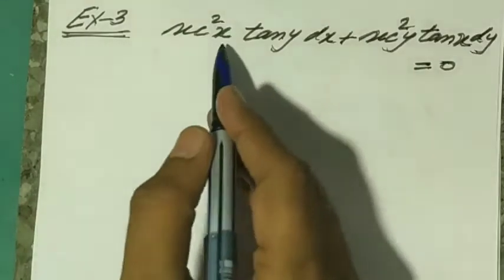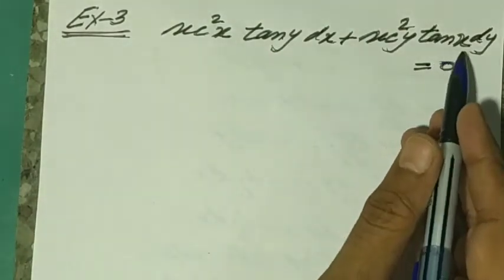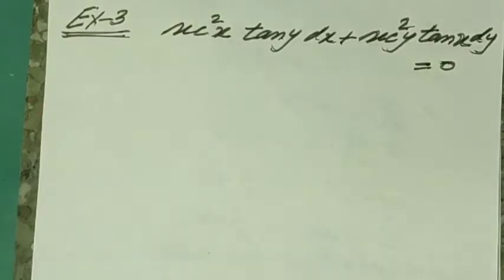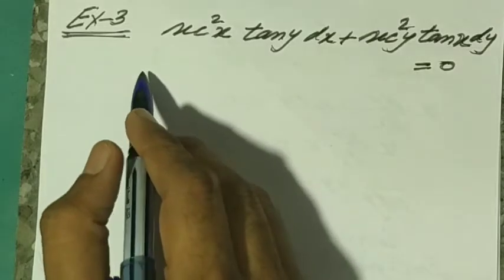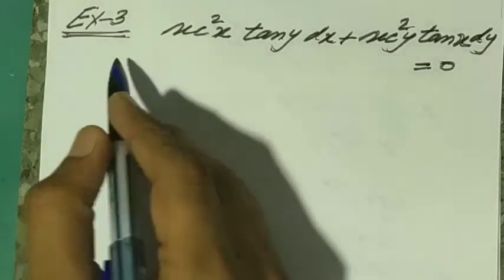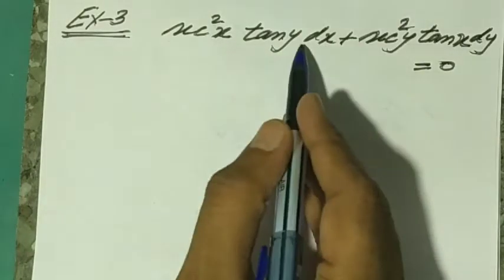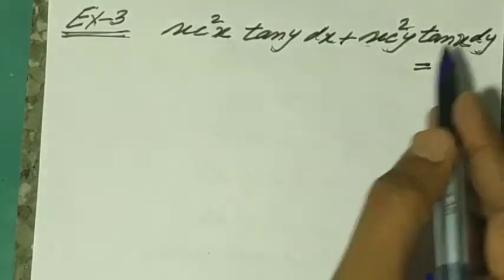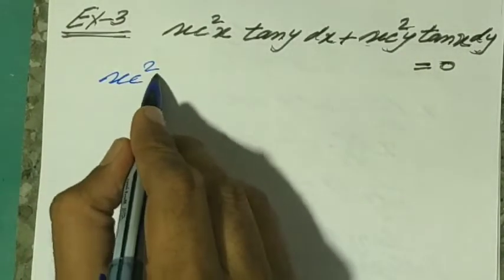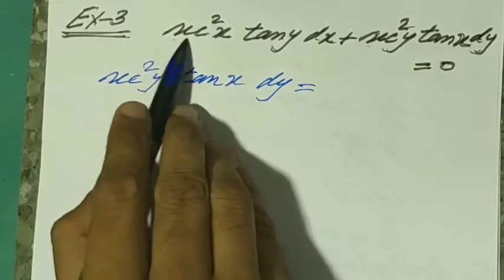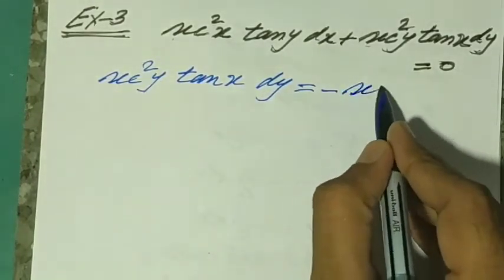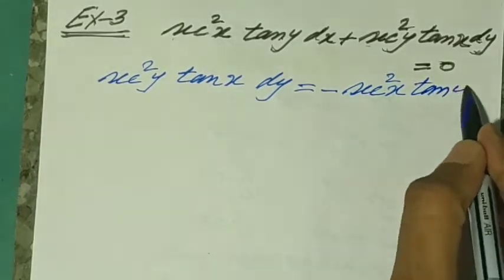Now example 3 is sec square x tan y dx plus sec square y tan x dy is equal to 0. Obviously this is not given in the standard form, that is, f(y) dy is equal to phi(x) dx. So as the first step, we need to write this equation in the form f(y) dy is equal to phi(x) dx. First we transpose this expression to the right hand side, so only this term is left on the left hand side: sec square y into tan x dy is equal to, on transposition this term becomes negative, minus sec square x tan y dx.